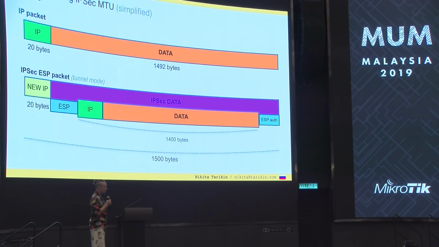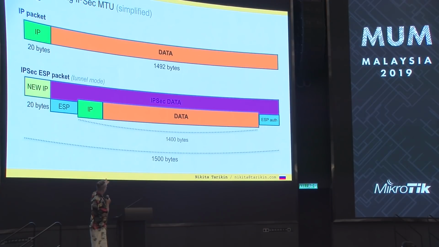IPsec works in 2 different modes. I don't want to go into that here. For tunnel mode, it will look like this. It will replace your original IP address, and after that add some ESP, encryption keys, related stuff, and auth is the integrity check. I don't want to deep dive here. The very important thing here is 1,400 bytes.